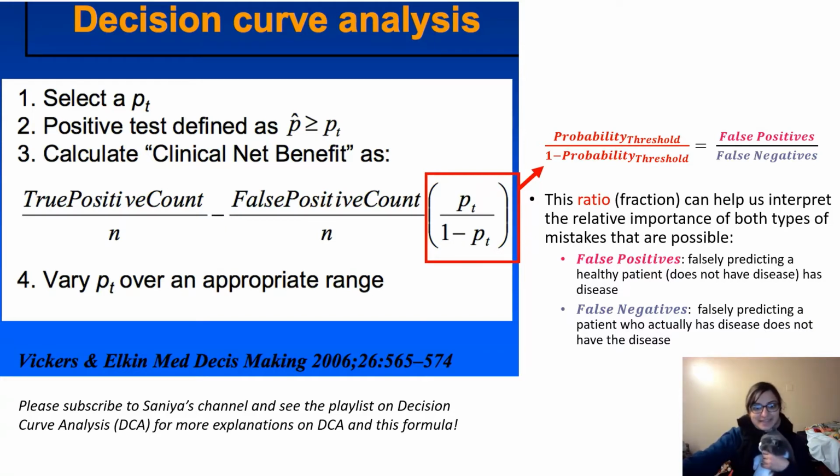So in decision curve analysis, we typically select a probability threshold. A positive test for a patient or an individual is if the predicted probability of being positive is greater than or equal to the probability threshold we select. Otherwise, they are predicted negative. And then we calculate the clinical net benefit as the true positive count divided by n, the number of individuals in our training data set, minus the false positive count over n, and then we multiply the false positive count by the probability threshold divided by 1 minus the probability threshold. And then we vary the probability threshold across 0 to 1.